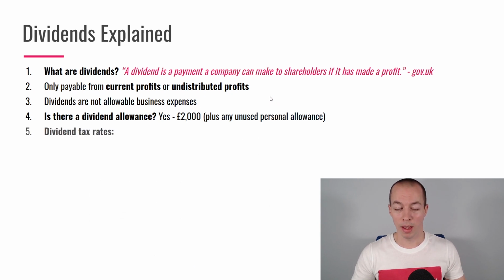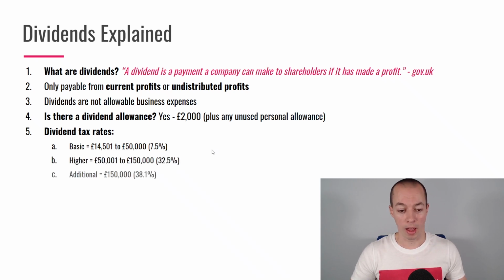Now, anything above that is subject to dividend tax rate. So up first, we have the basic rate. It's the same as your income tax rates. You have basic, higher, and additional. It's just the percentages are lower. So you have the basic rate of £14,501 to £50,000 at 7.5%. Then you have the higher rate, and then you have the additional rate.